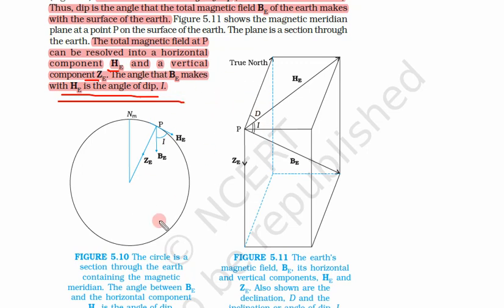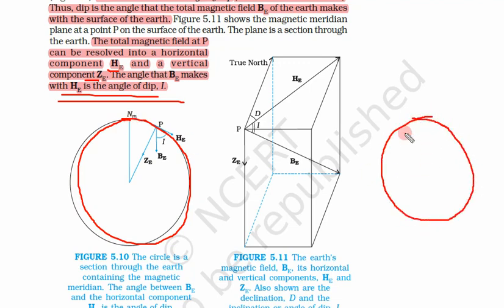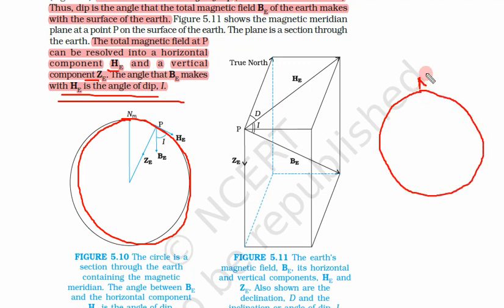So let us see what has happened here. This is the earth. Again they have rotated the earth in such a way that the magnetic north and south poles are in the vertical plane. Previously the magnetic north pole was here and the magnetic south pole was here. So this is magnetic north, and there is this line.